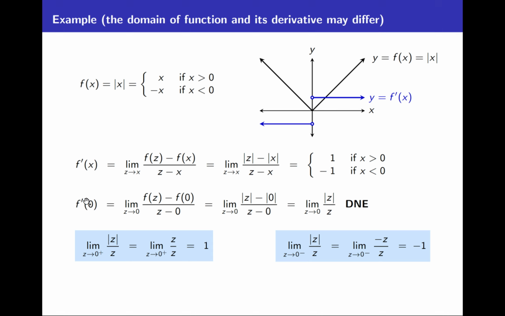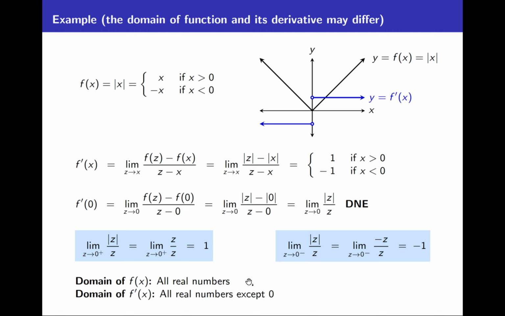So like the previous example, we have a function, f of x, whose domain is all real numbers. But if we look at f prime of x, given by this rule, its domain is all real numbers except 0. When we tried to plug in 0 into f prime, it did not exist. So we're in another situation where the domain of the derivative is, in a sense, smaller than the domain of the function. You can plug 0 into f of x, but you can't plug 0 into the derivative. That's what's happening here.